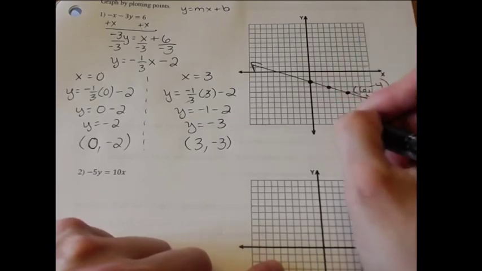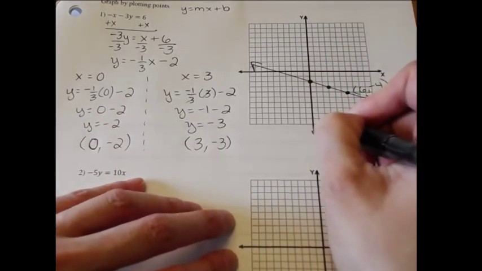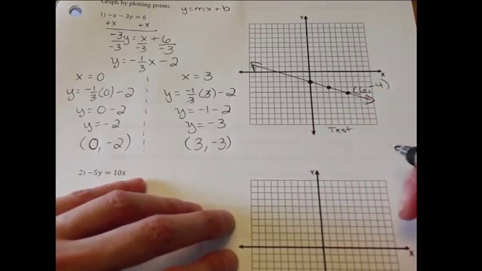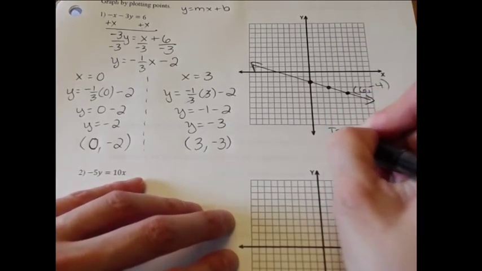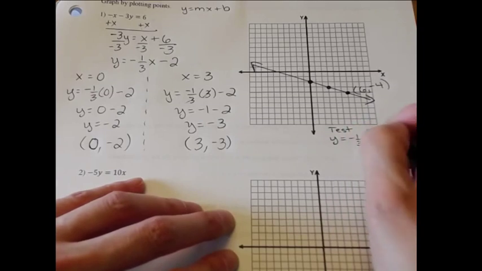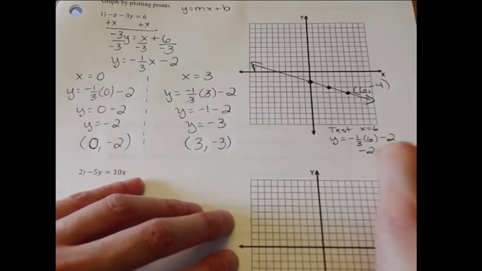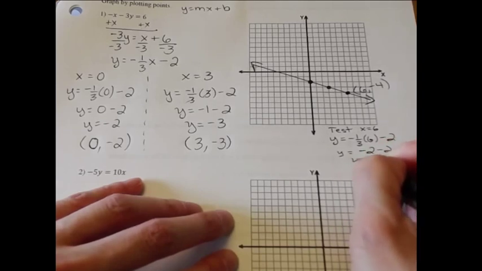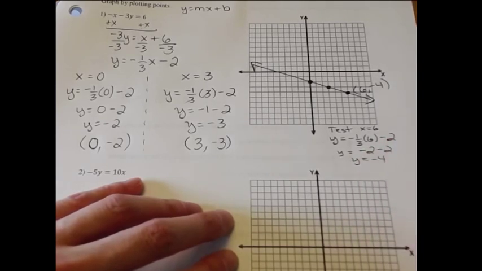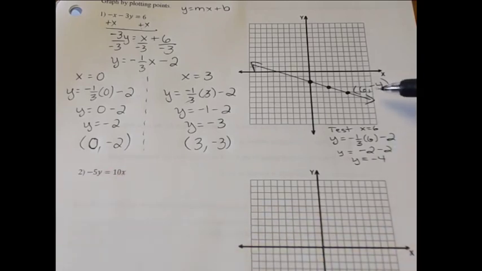So what I'm going to do is, and this is just a test, so I'm going to write test here. I'm going to take my equation y is equal to negative 1/3 x minus 2, and this time I'm going to let x be 6. So negative 1/3 x is 6, minus 2. Notice that 3 goes into 6 twice, so it becomes a negative 2 minus 2, and guess what? Y is negative 4. So it works. We know that we've been doing the math correctly.